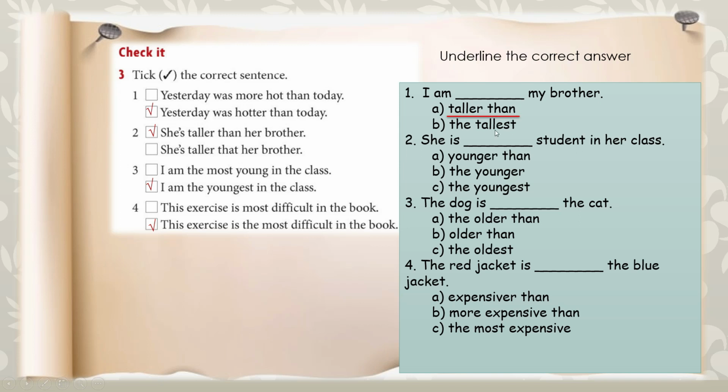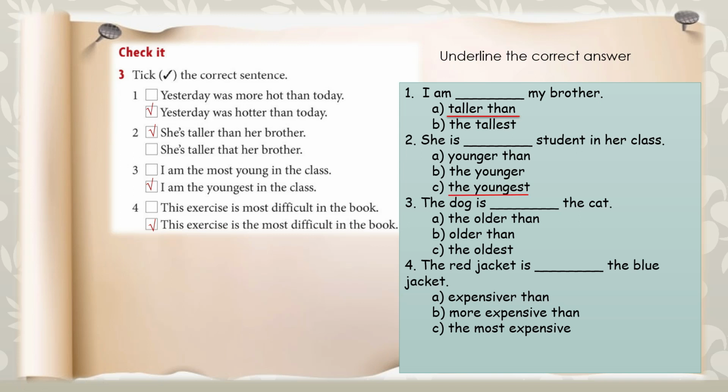Number 2, she is student in her class. So in this sentence, is there any comparison between two people or two things? No, right? So she is the one who is the youngest. So we use superlative. So we choose the youngest student in her class.